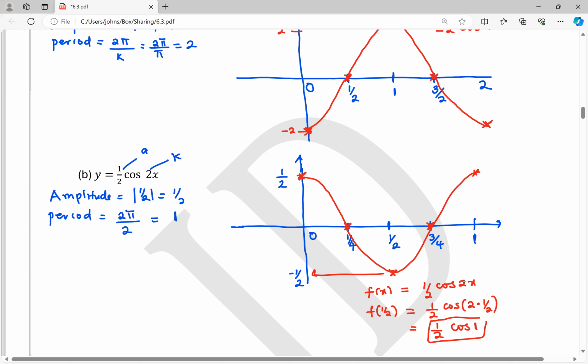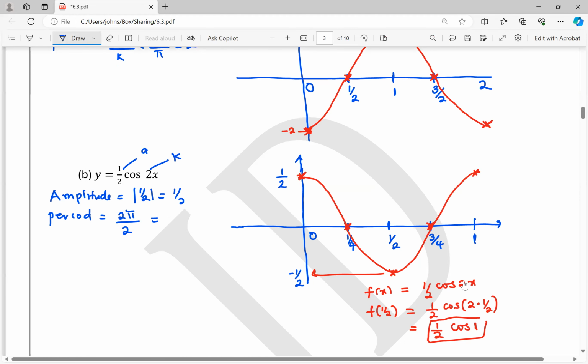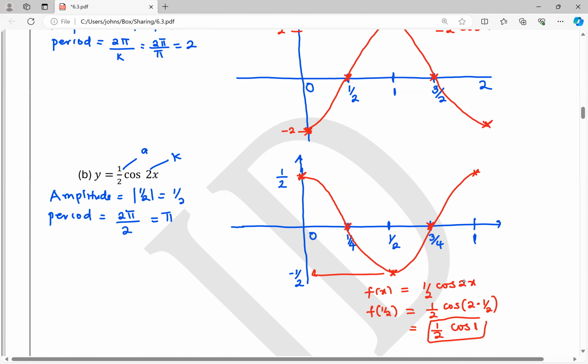So now if you go back, you will discover that there is a problem right from where? Right from the period. Because the period is 2 pi over 2. And 2 pi over 2 should give us what? Should give us a pi, right? 2 pi over 2 should give us a pi.